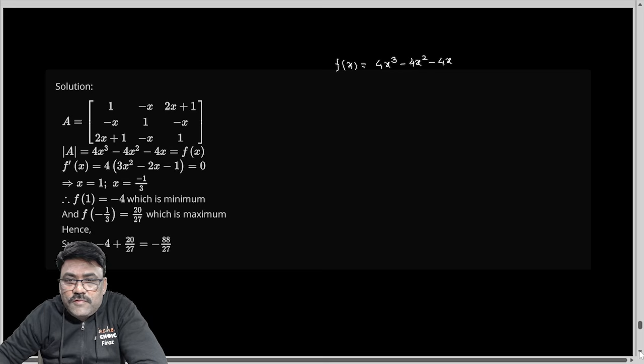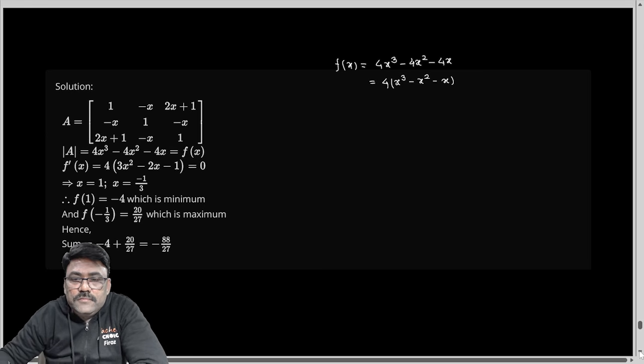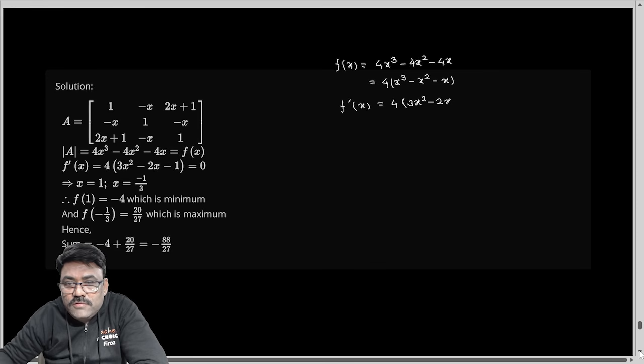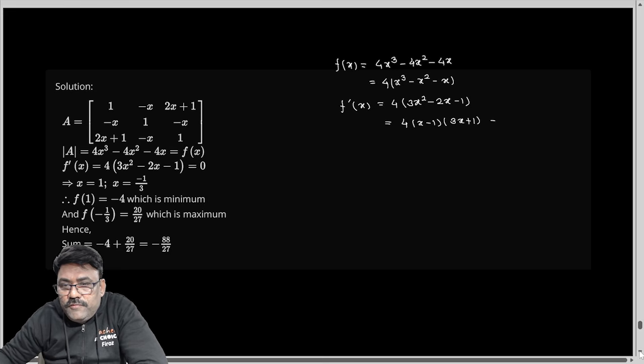So it is also 4 times x cube minus x square minus x. Derivative will be what? 4 times 3x square minus 2x minus 1. It can be factorized very easily. One factor is x minus 1. Other factor is 3x plus 1. Right? If you put equal to 0, you are getting 2 points, 1 and minus 1 by 3. At one of these 2 points, you will get the maximum. At the other point, you will get the minimum.